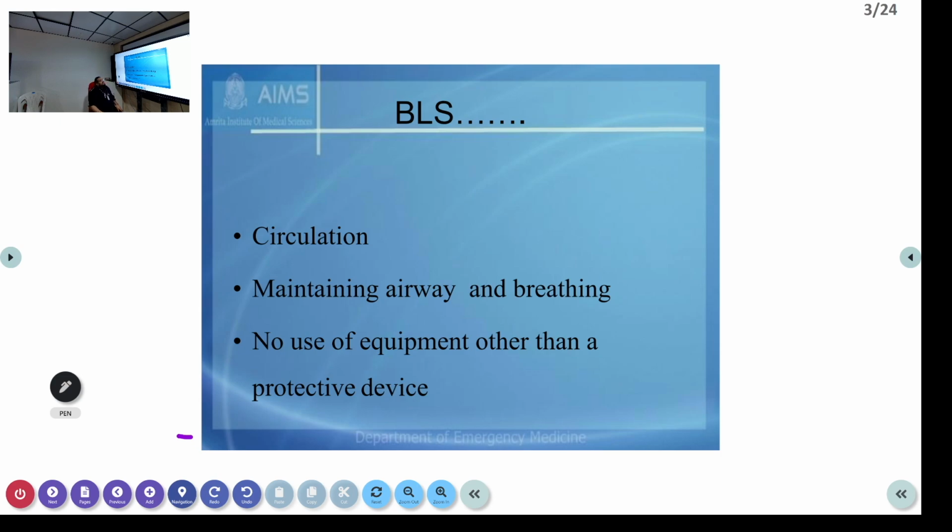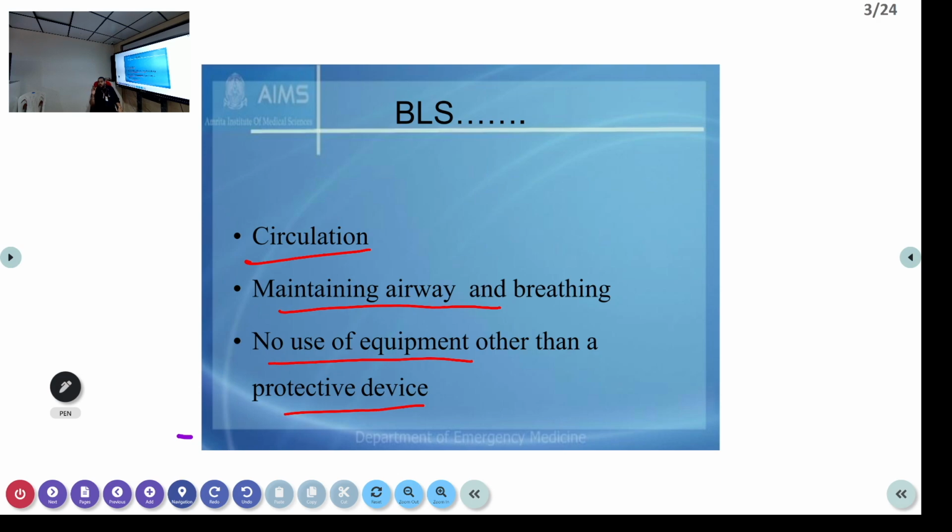When you call it basic life support, you have to take care of circulation, and maintain airway and breathing, and we are not using any equipment other than a protective device. We are just giving a bag mask, or a mask, or mouth-to-mouth respiration, or if you have an AED or a defibrillator available, we will connect it to the patient. Suppose you don't have an AED or defibrillator, we will just continue giving compression and rescue breaths. No major equipment and no drugs are used in BLS. When you start using drugs, we call it advanced cardiac life support.